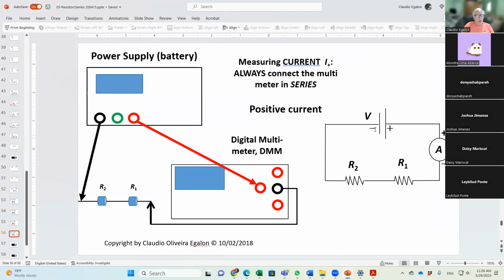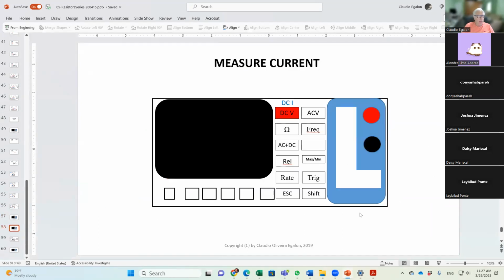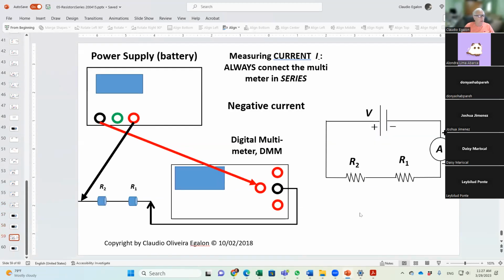We have the circuit closed. Current is passing through the ammeter, goes through resistor 1 and resistor 2, and we're going to make measurements. We are doing that with 10 volts. When you do that, you measure the current, and it's going to be a DC current.